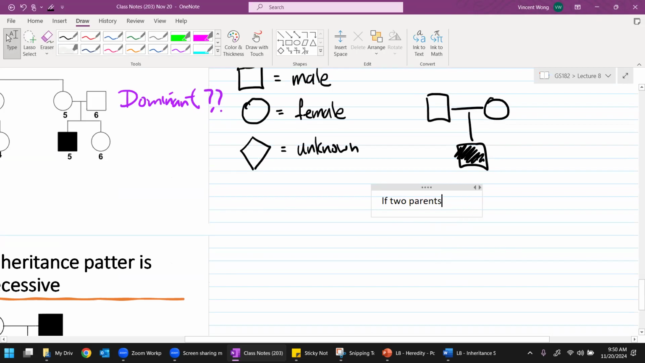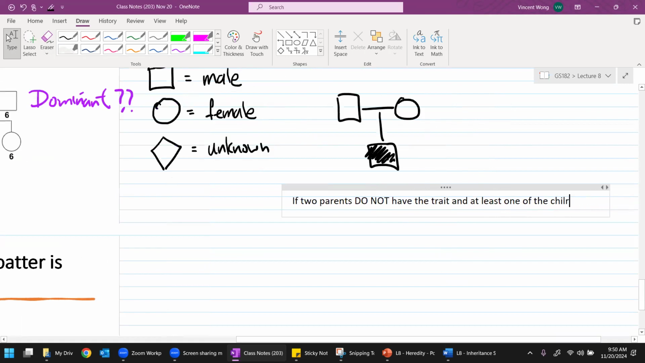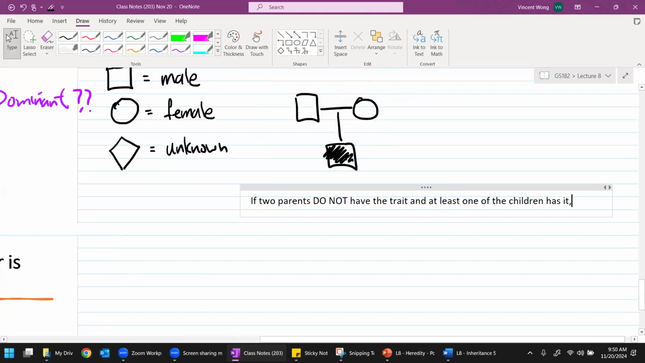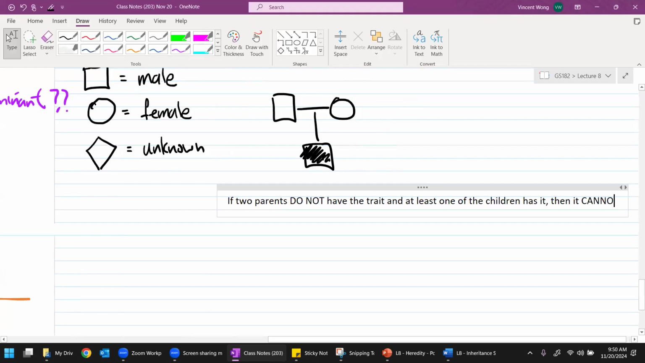If two parents do not have the trait and at least one of their children has it, then it cannot be dominant. Okay, then it would be a recessive pattern.